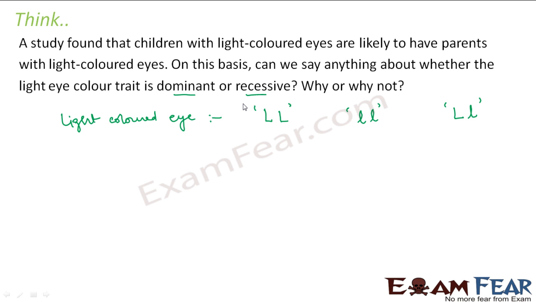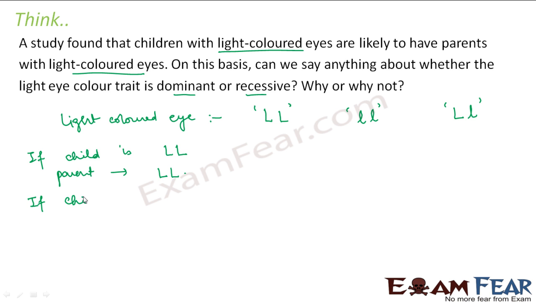Can we say if the trait is dominant or recessive? What is given? That children with light colored eyes are likely to have parents with light colored eyes. Right? That means if the child is capital L, in that case, the parent will also be capital L, because if the child is homozygous, the parent has to be homozygous.